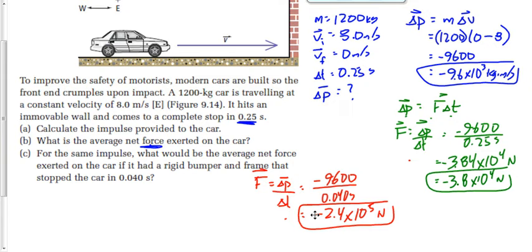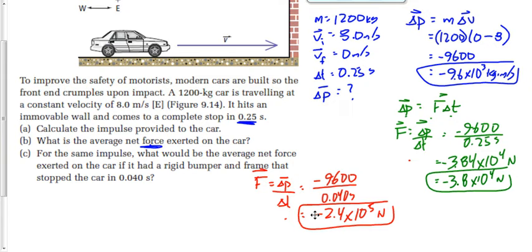So what do we want to do with the car? Not change the impulse. We want to spread the impulse out over a longer time. And how do we do that? How do we spread it out over a longer time? We build cars with crumple zones. We also build cars with airbags. What's the purpose of an airbag? To increase the stopping time, which decreases the force. It does nothing to the impulse, but it increases the stopping time and decreases the force.